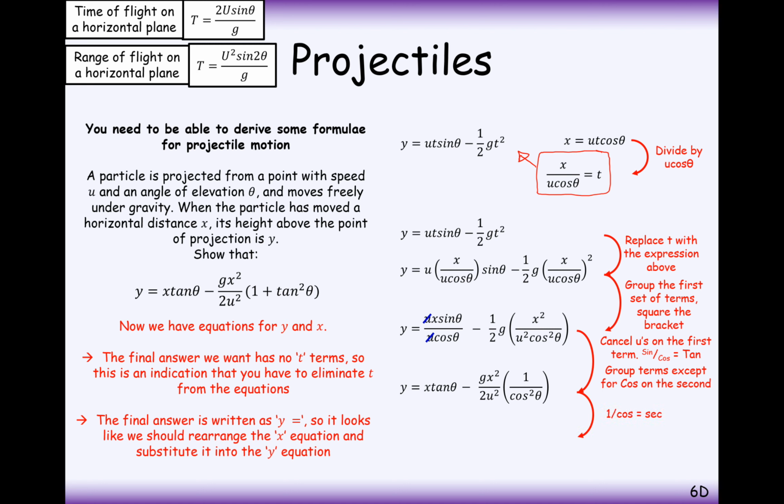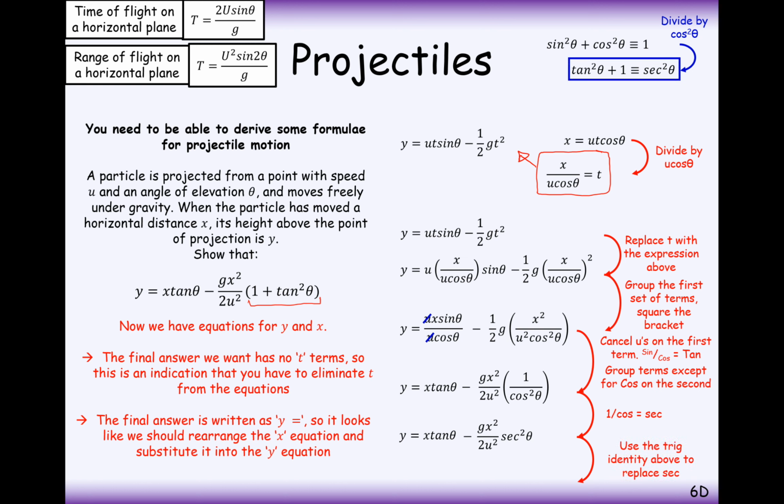Now we know that 1 over cos squared is just going to be sec squared, but we don't want sec squared in our final answer, we want this 1 plus tan squared, and luckily 1 plus tan squared is equal to sec squared exactly. We can show that by the sine squared plus cos squared equals 1 identity. So using the trig identity at the top of the page there, we get our final answer.